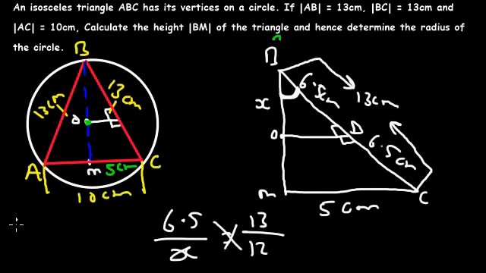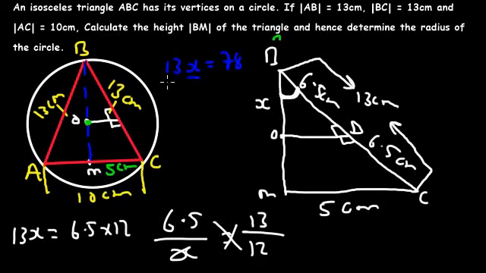So by cross multiplying, we have 13x equals 6.5 times 12. If we do the math, 6.5 times 12, we have 78. So let me put that in the middle. Okay, we use blue color. So we have 13x equals 78. Perfect. Now we divide through by 13. Then we eventually have the value of x to be equal to 78 over 13, which is equal to 6.